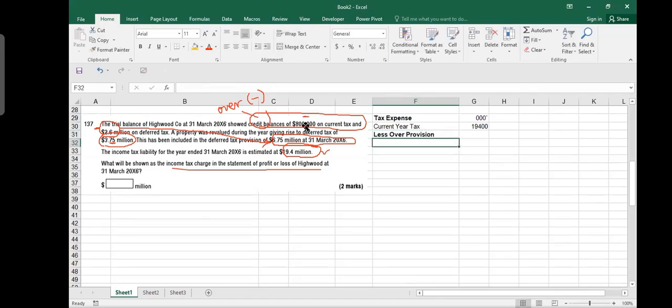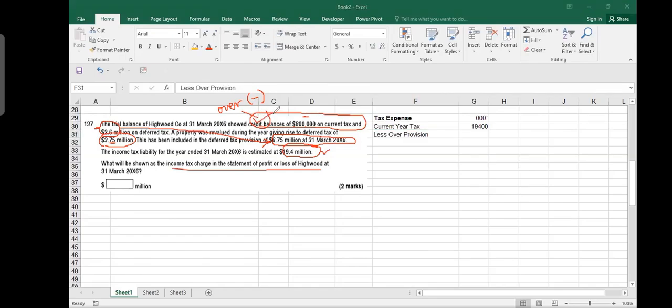How do I know that it is over provision? Because it said that it is a credit balance. So you should remember, whenever you have a credit balance, that is a sign of over provisioning. Why it is an over provisioning with credit, I will explain later. You can just remember it now that if it is credit, it is over provisioning. So you should be subtracting 800.